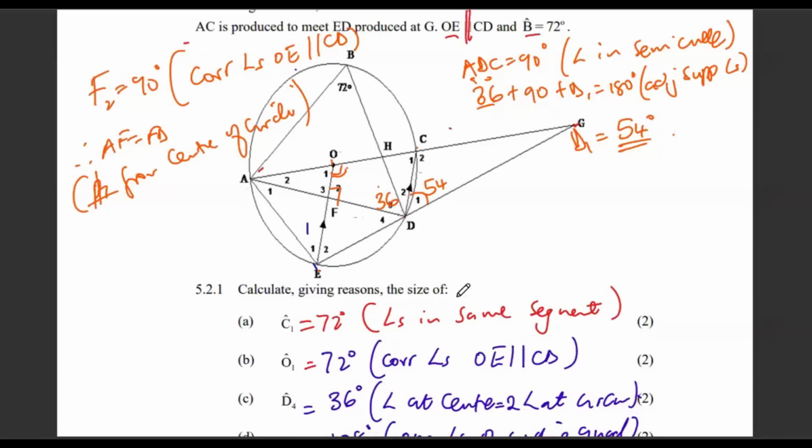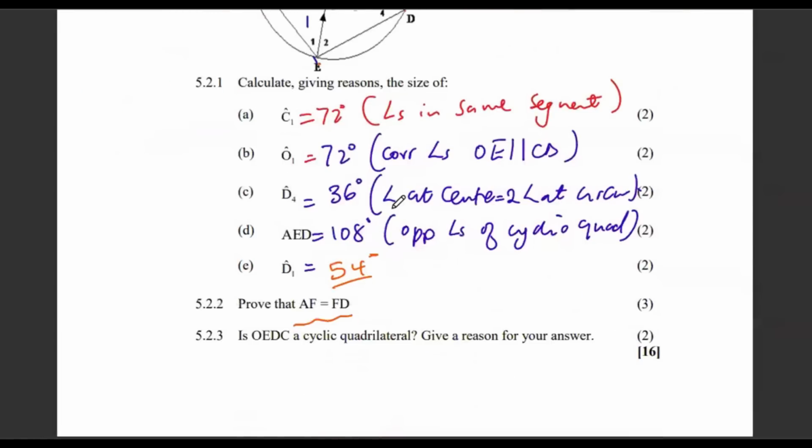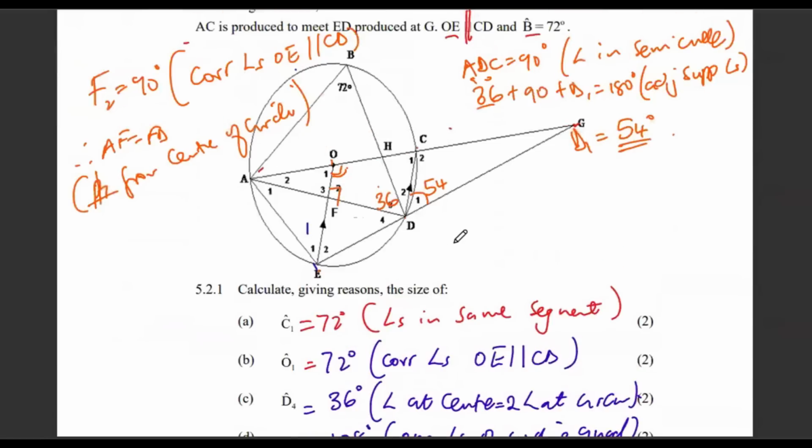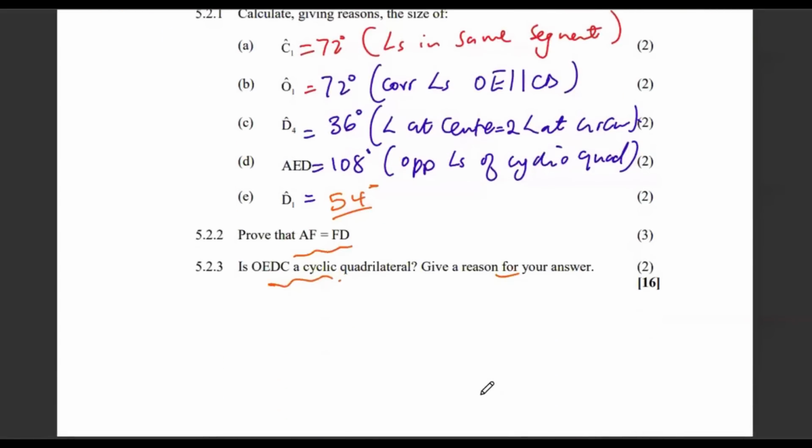But is the question asking us to prove that it's a cyclic quadrilateral? The question is asking, is OEDC a cyclic quadrilateral? Give a reason. So it's either yes or a no. I don't know. So let's see if we can prove that. Now, we found O1 to be a 72. So if I find COE, okay, so it's saying that COE is going to be 108, because that will be angles on a line.